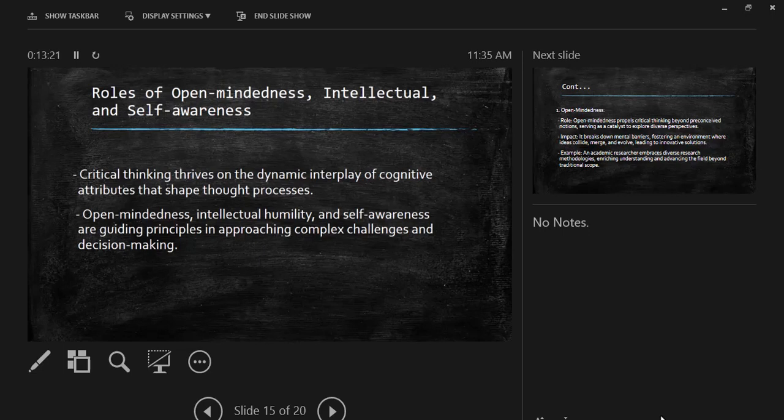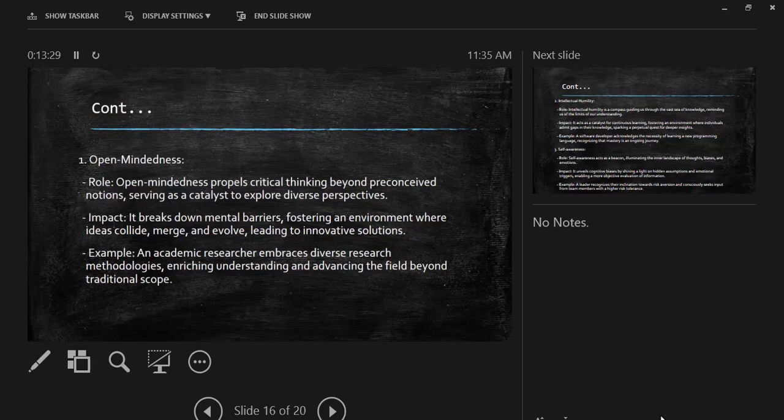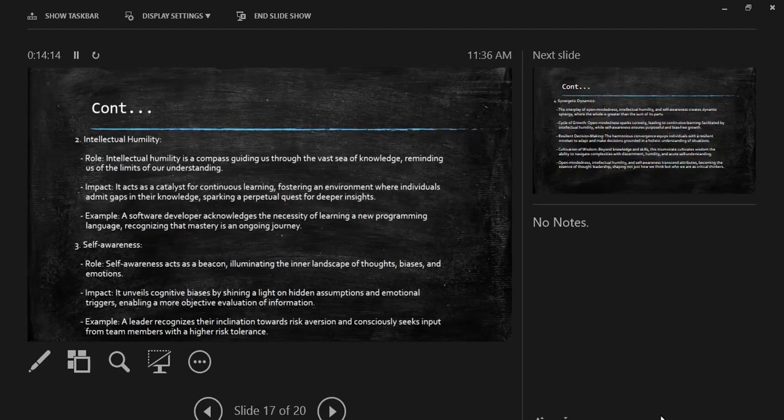Now we've seen the strategies to overcome the barriers, but in general, open-mindedness, intellectual humility, and self-awareness help us to think critically. When we say open-mindedness, it means being ready to receive others' ideas or opinions without neglecting or rejecting them without further questioning. Role of open-mindedness: it propels critical thinking beyond preconceived notions, serving as a catalyst to explore diverse perspectives. Its impact is that it breaks down mental barriers, fostering an environment where ideas collide, merge, and evolve, leading to innovative solutions. Example, an academic researcher embraced diverse research methodologies, enriching understanding and advancing the field beyond traditional scope.